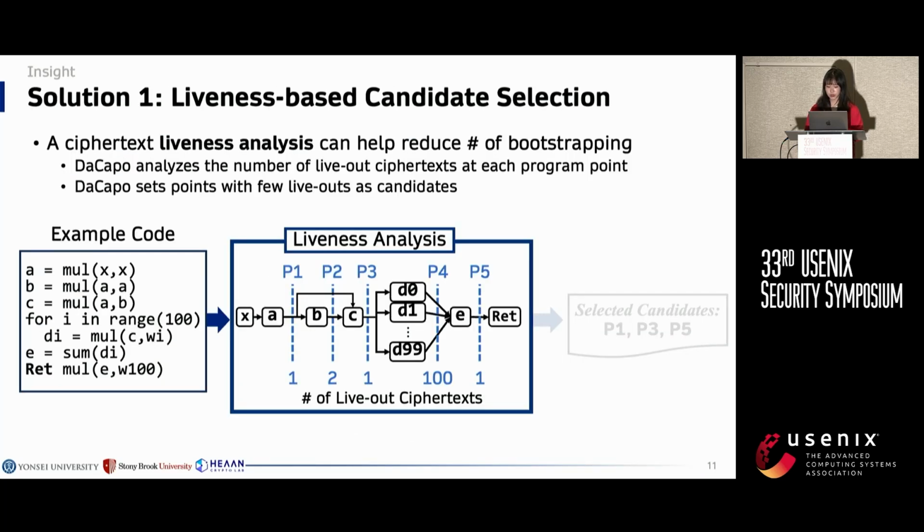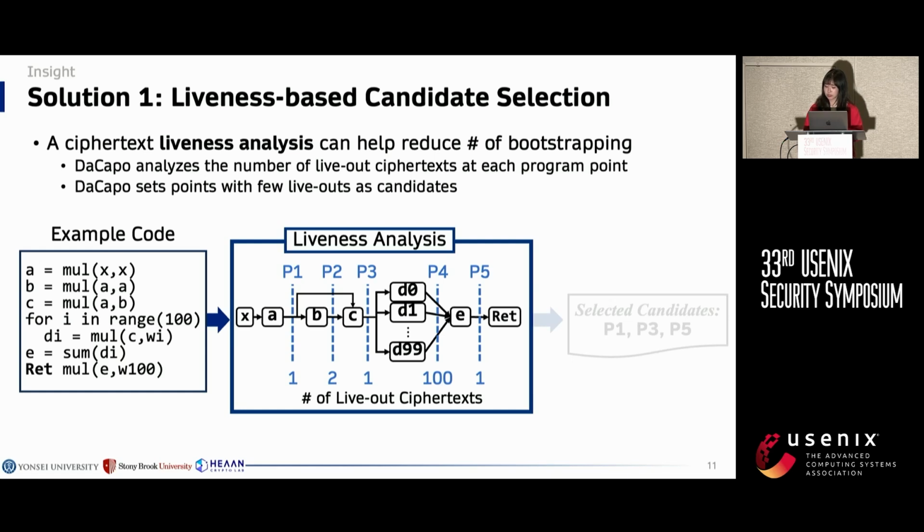I will introduce the solutions for the challenges. First, this work proposes liveness-based candidate selection to reduce the number of bootstrappings. Liveness analysis determines whether a variable defined before a certain program point is still live or has become dead. Bootstrapping all live ciphertexts at a program point initializes the levels for the entire program.